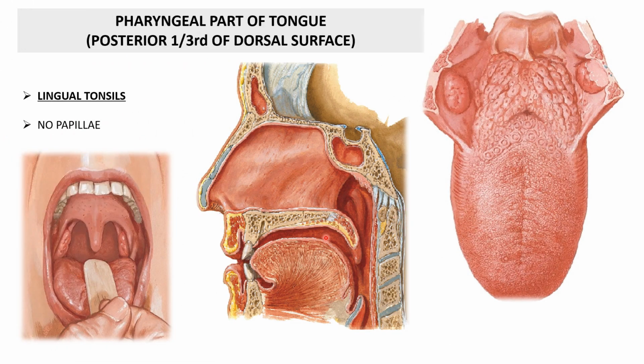Next is the posterior 1/3 portion of the tongue, or the pharyngeal part of the tongue. This part is located behind the level of the sulcus terminalis. This part is devoid of papillae, but still shows several tiny swellings called lingual tonsils. Lingual tonsils are lymphoid tissues. These lingual tonsils contribute to Waldeyer's lymphatic ring that we will learn under the topic pharynx. This posterior 1/3 portion of the tongue forms the anterior limit of the oropharynx that we have already discussed earlier.